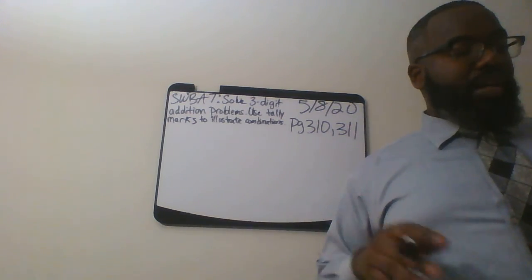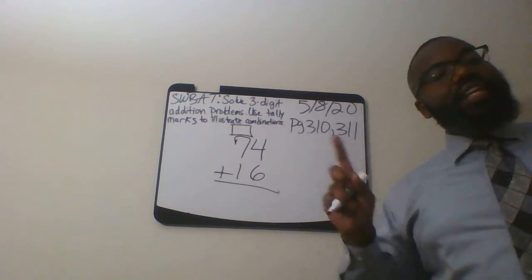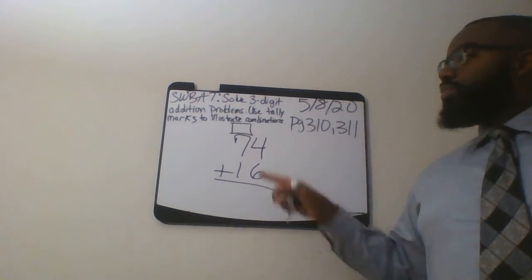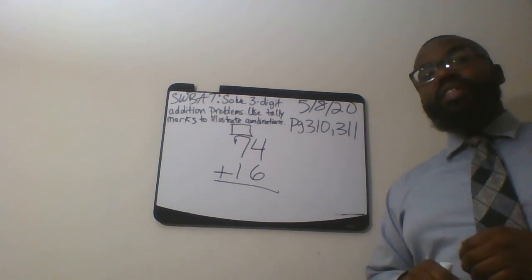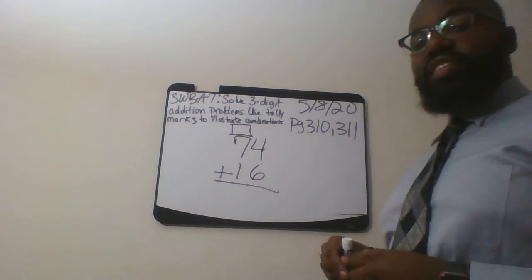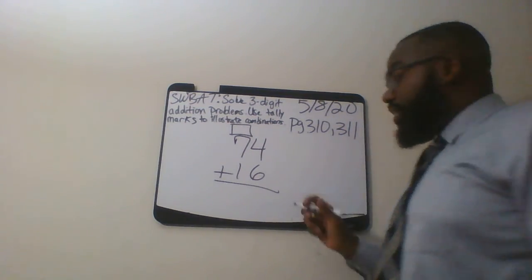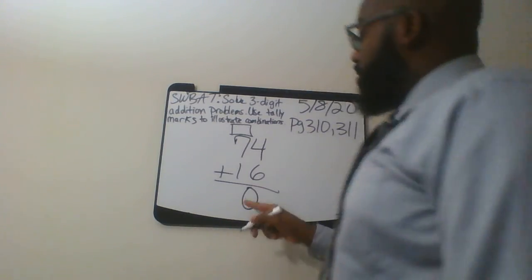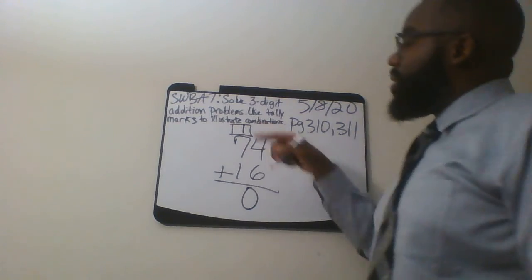Now, let's flip the page over to 311. So we flip the page over, let's look at number 1. It says write the sums. So here we're trying to figure out what is the answer to 74 plus 16. You start in the ones place. So what is 6 plus 4? That's 10. The 0 goes down bottom. Let's go over to the tens place and put that 1 up top.